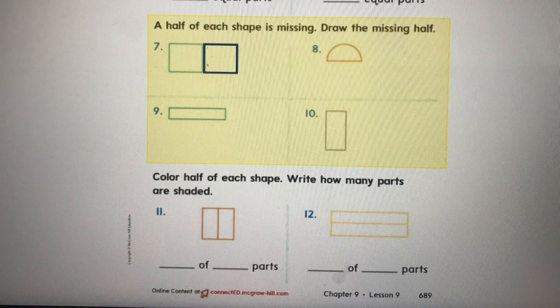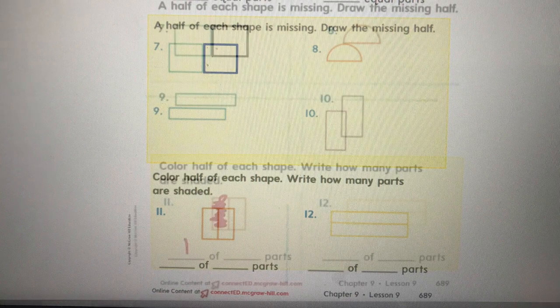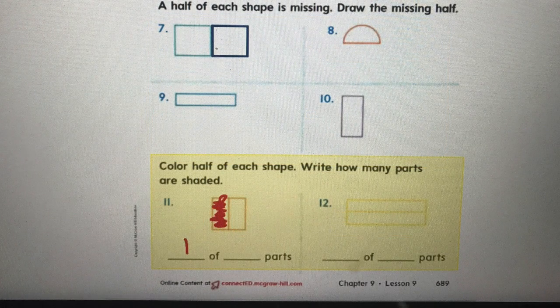So for 8, you'll draw half of a moon underneath, 9, draw a rectangle underneath, and 10, a rectangle to the side. For problems 11 and 12, color half of each shape. Write how many parts are shaded.